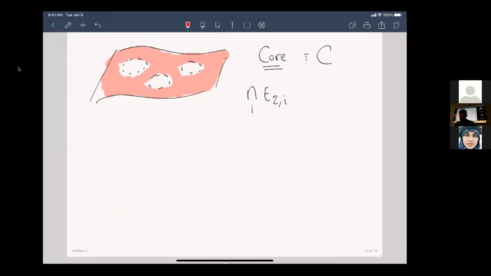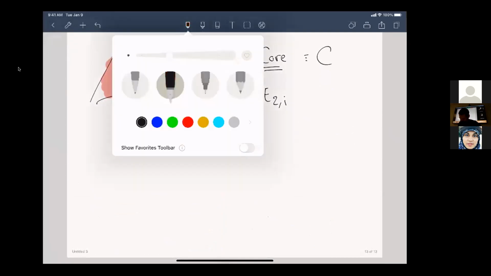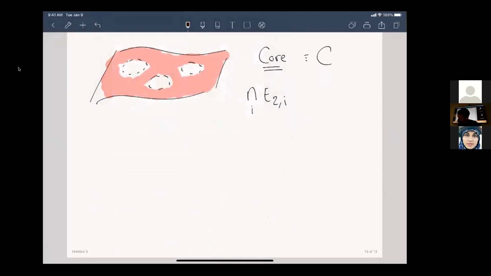And so the core is basically the region between the black hole collections. It's not hard to see that this ends up being equal to V minus the union of all the black hole regions. These are all the black hole regions, modulo boundary components. But the point is, this is what we mean by the core.